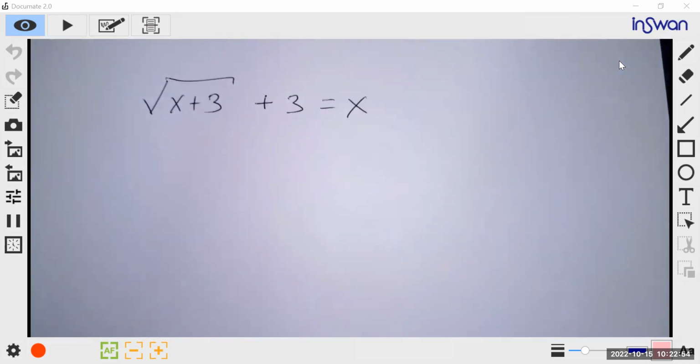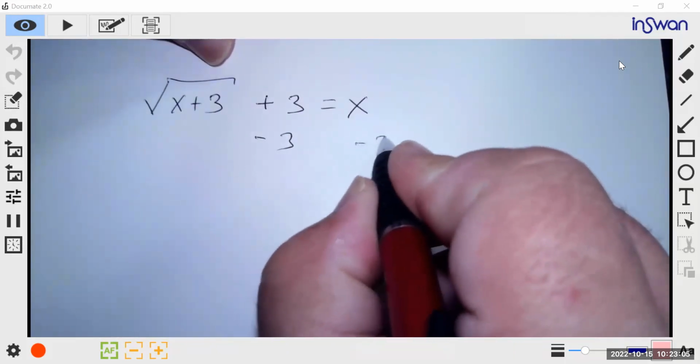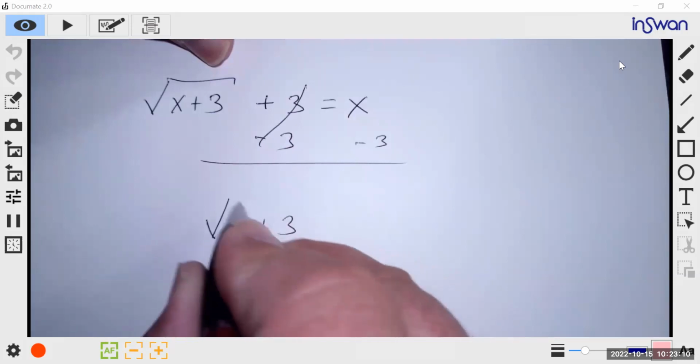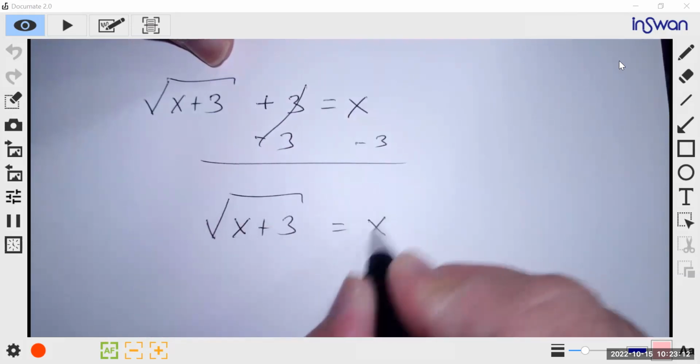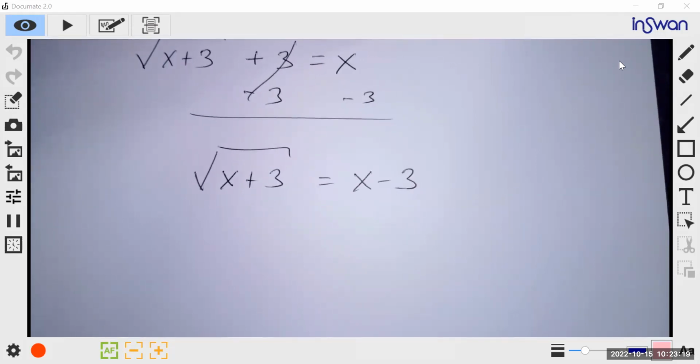Now we have a variable. Again, same concept. We have to isolate the radical. Subtract 3 from both sides. The square root of x plus 3 equals x minus 3. Okay, so now what? We have to square both sides to get rid of the square root, right?